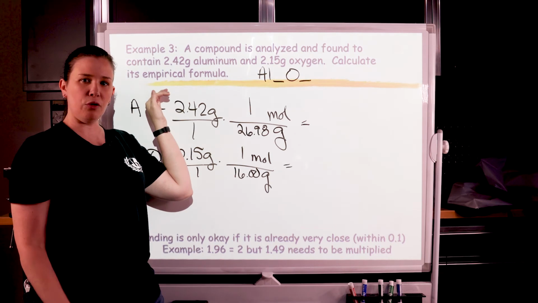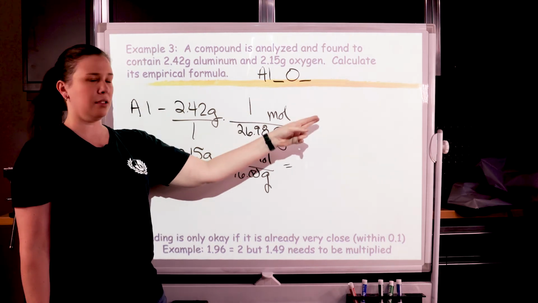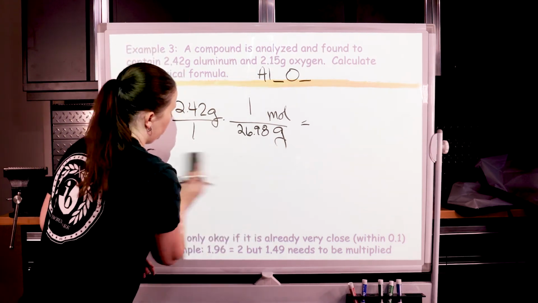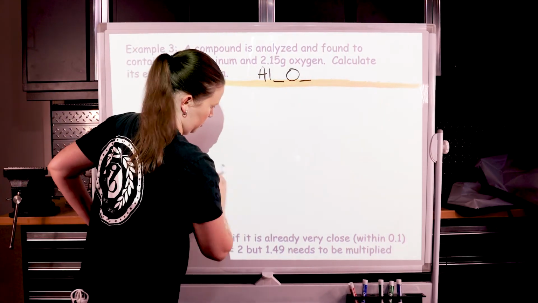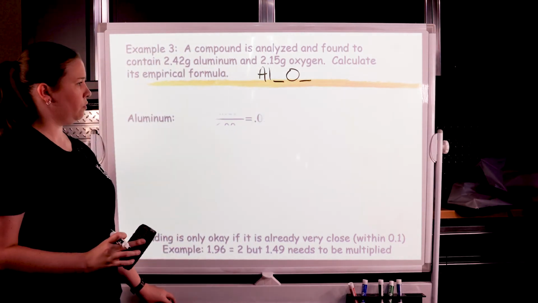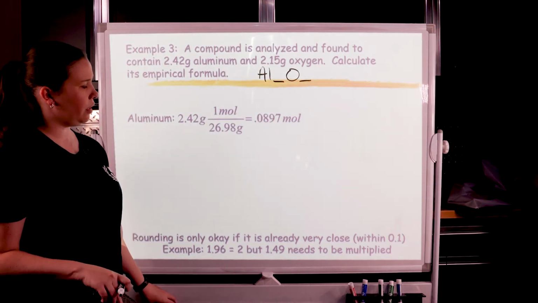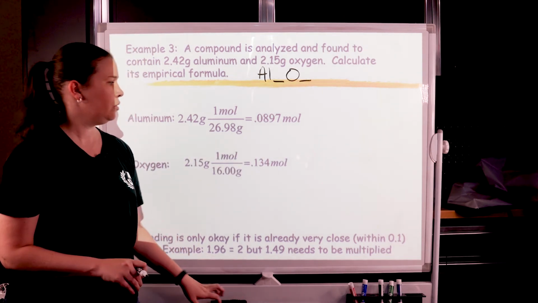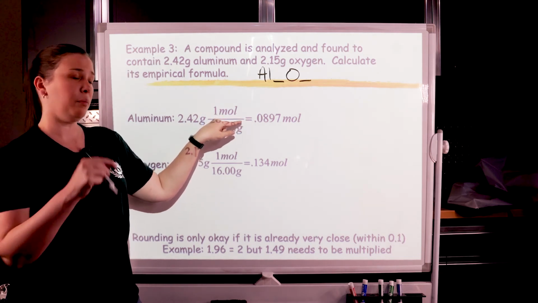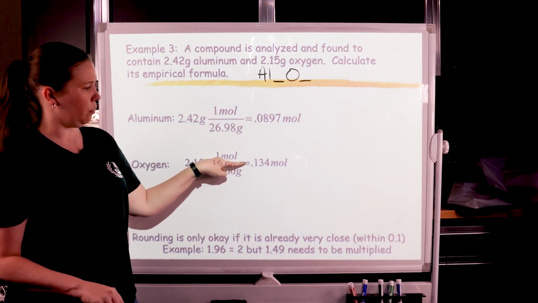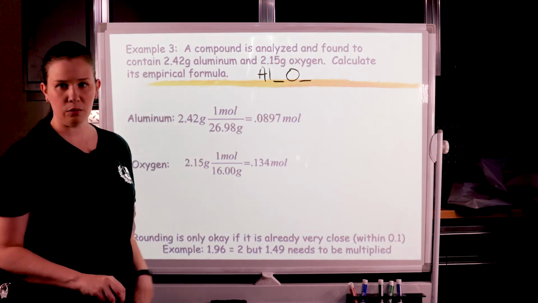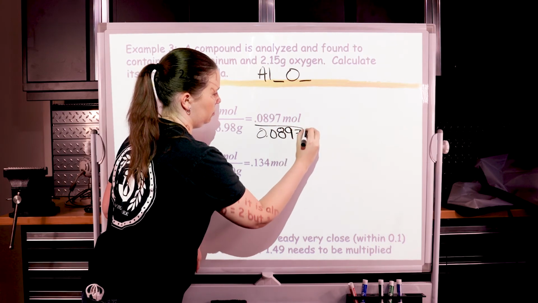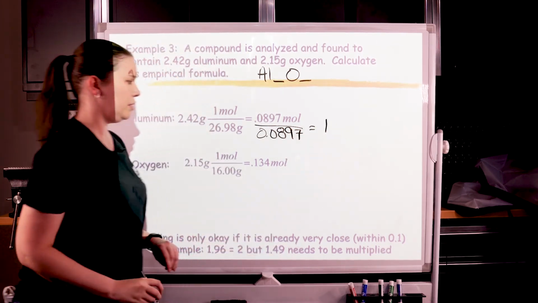So if I take the given grams and divide by the molar mass, that's going to get me the moles of each atom. Then I can compare them. So let's see what we get for that. For aluminum, it's 0.0897 moles, and for oxygen, it's 0.134 moles. So which is smaller? Now we want to divide by the smallest. 0.0897 or 0.134? 0.0897 is smaller. So I'm going to divide by the smallest. The one that's divided by itself ends up being 1.